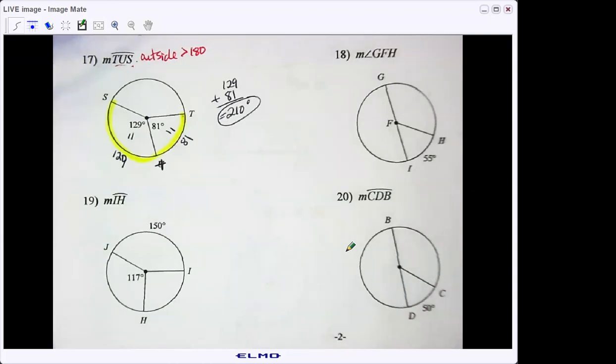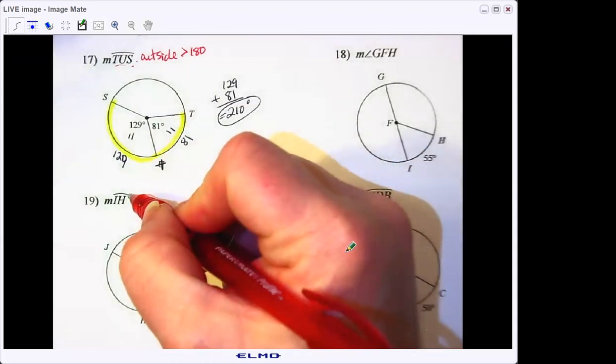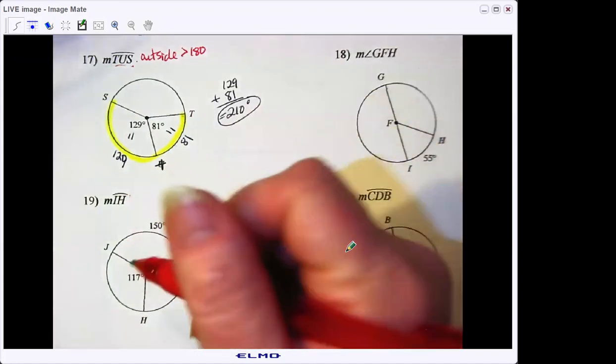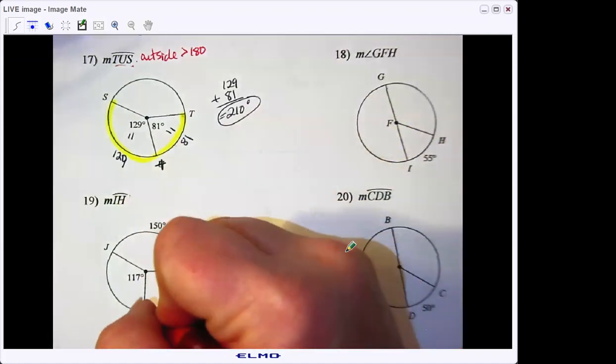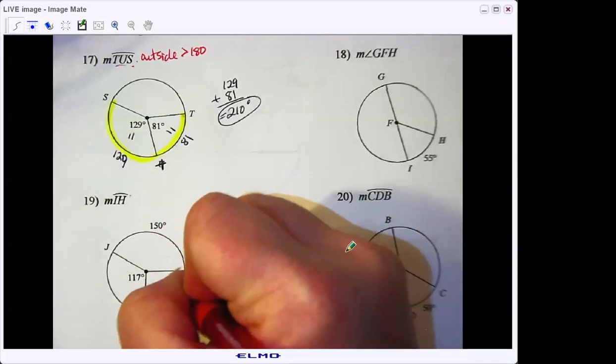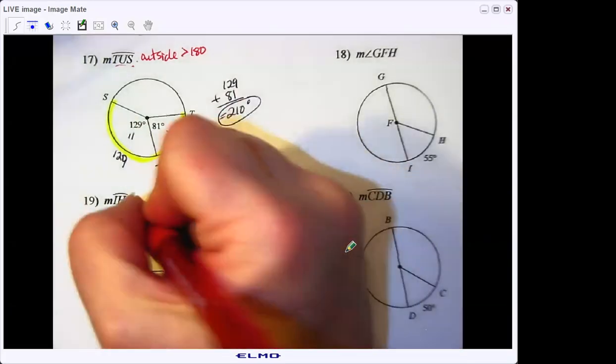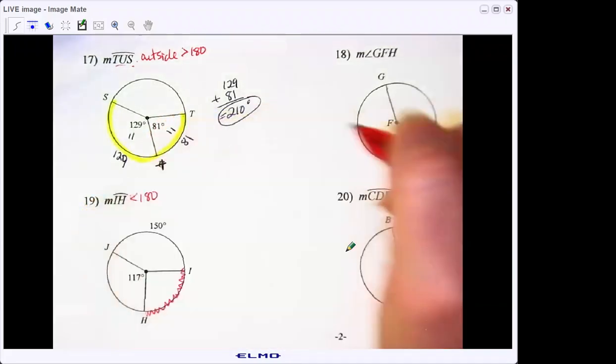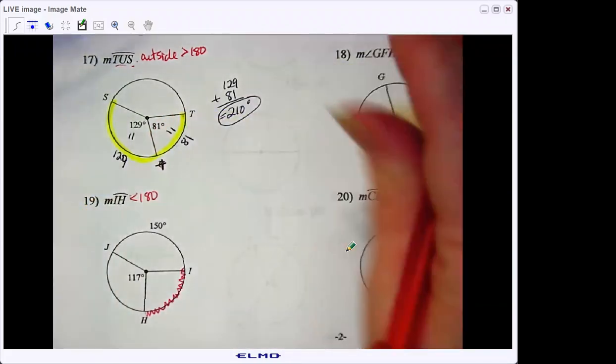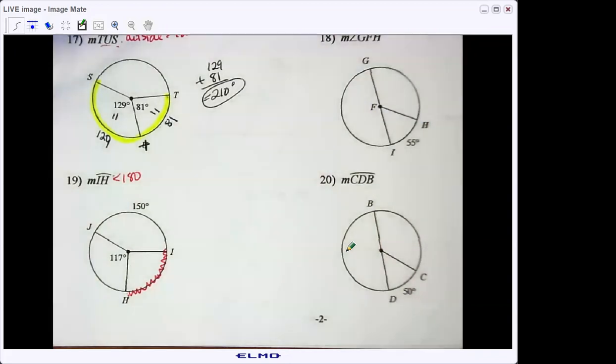Okay, number 19. We are looking for an arc. So we're looking for an outside number between I and H. This time it's 2 letters, so we should get an answer that's less than 180 degrees, just to give us a mental check. Go ahead and find that and put your answer in the chat box.